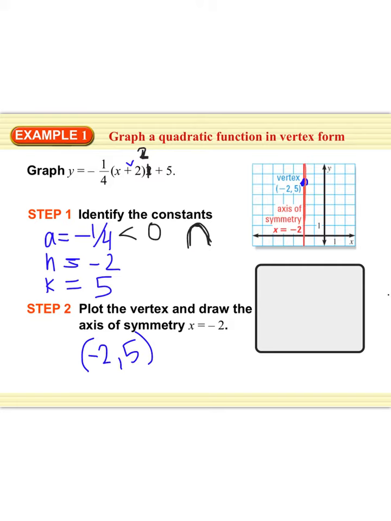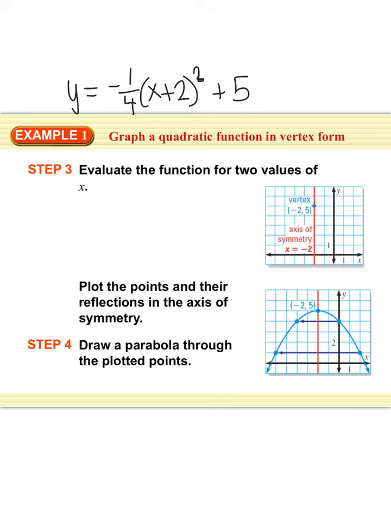And then we know that our line of symmetry goes through that vertex vertically. So after we have our vertex and our axis of symmetry, we need to find another point so that we can complete our parabola. Now step 3 says evaluate the function for 2 values of x. Well, really we only need to evaluate it for 1. We can evaluate it for 2 if we want a more precise graph. So I want to know when it hits my y-axis. And when it hits my y-axis, what is my x value?